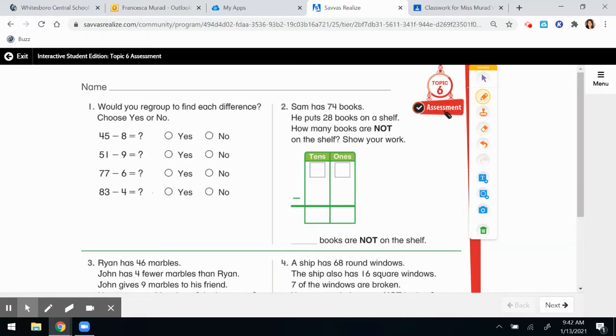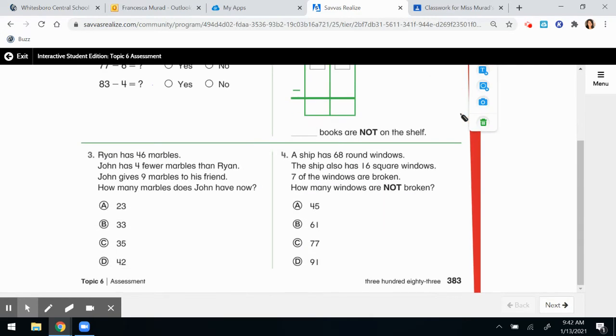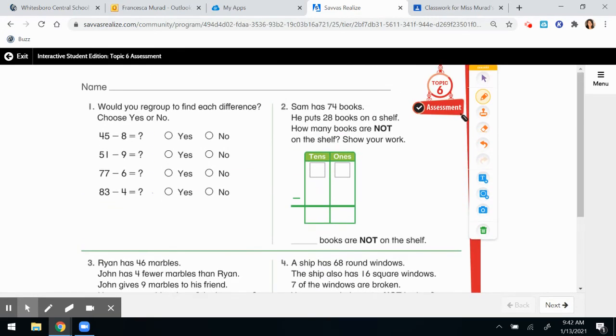We are doing a review of all of Topic 6. This is the Topic 6 assessment in your workbook. It's page 383. It's not your real test. We're just using this as a review sheet. Alrighty, so we're going to start with number 1. Number 1 says, would you regroup to find each difference? Choose yes or no.